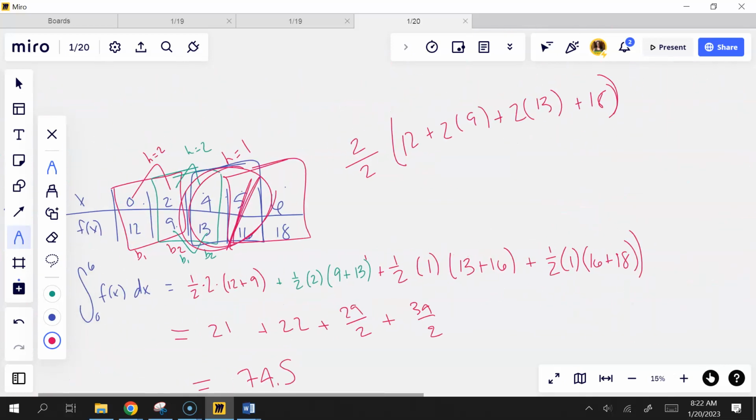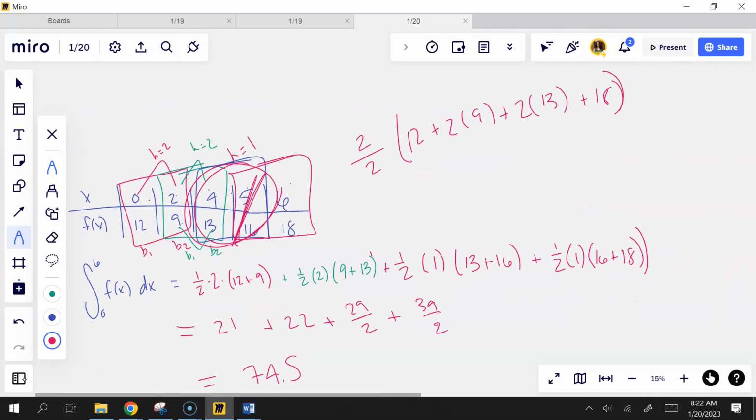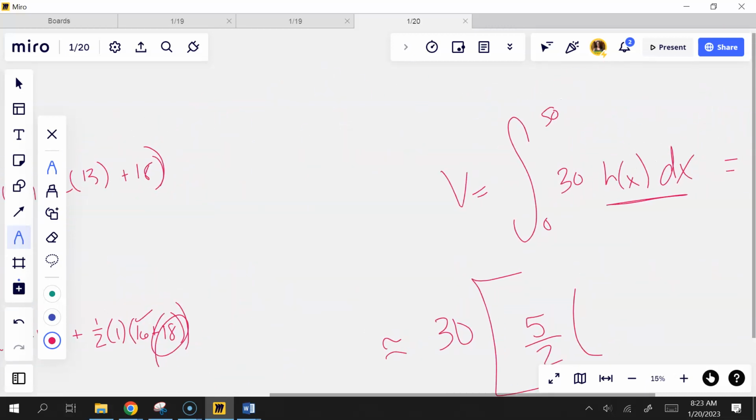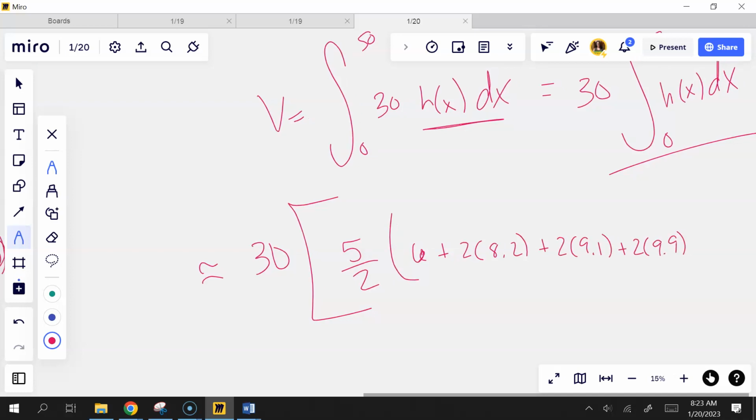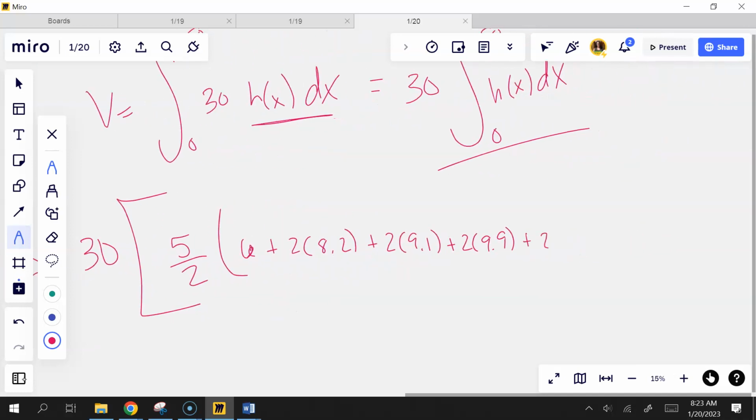If you look back at this, you'll see how the 12's only in here one time, but the 9's repeated, the 13's repeated, the 16's repeated, but the 18's once. That's why. All right, so we're going to go 6 plus 2 times 8.2, and I'm just reading these straight off the table. 2 times 9.1, 2 times 9.9, 2 times 10.5, 2 times 11.